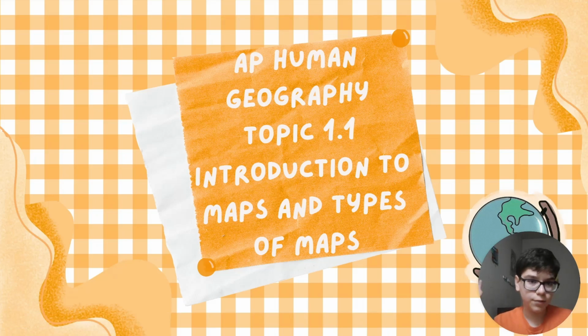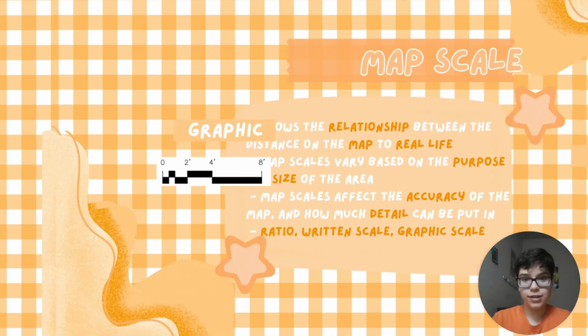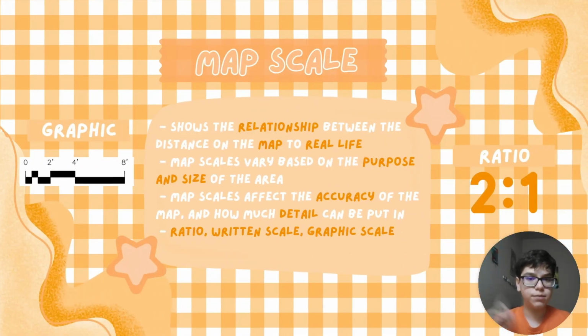Hi guys, this is our first video in our new course for AP Human Geo, and we're going to be covering topic 1.1 today, which is Introduction to Maps and Types of Maps. Okay, let's get started. So the first thing we need to know is map scale.